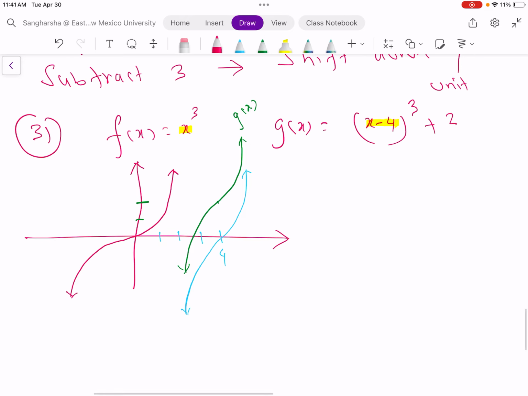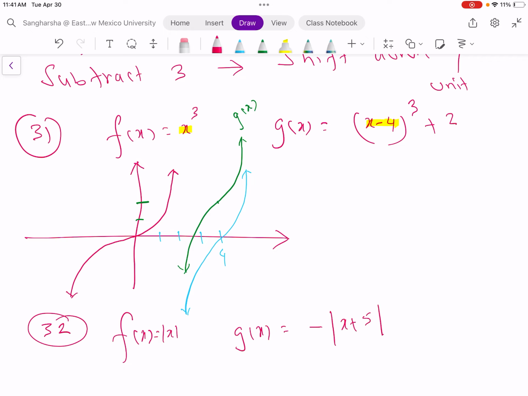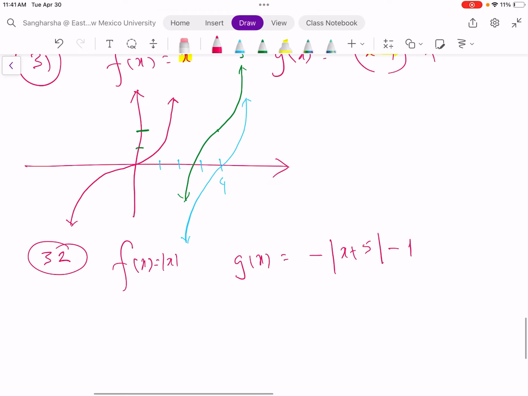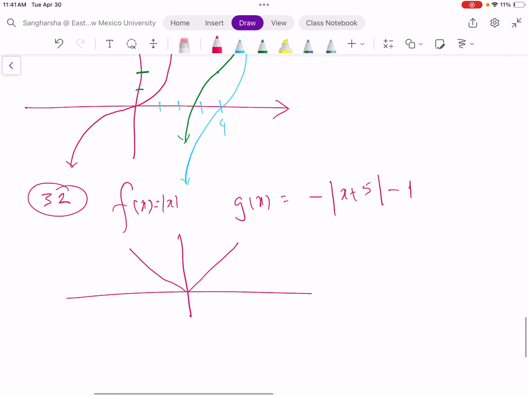Okay, number 32, what kind of function is this? It is an absolute value function, right? And what is the shape of the graph for an absolute value function? V shape, right? So this is the basic function. So we start from here, and graph g of x.